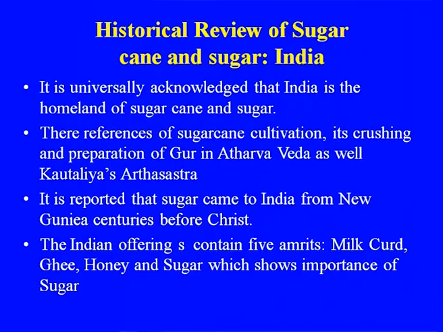Let us discuss the historical review of sugar cane and sugar manufacturing in India. It is universally acknowledged that India is the homeland of sugar cane and sugar. References to sugar cane cultivation, its crushing and preparation of gur are reported in the Atharva Veda as well as the Kautilya Arthashastra. It is reported that sugar came to India from New Guinea centuries before Christ. The Indian offering contains 5 amrits: during any religious function we use milk, curd, ghee, honey and sugar, which shows the importance of sugar in our daily life. And sometimes we also compare mithas, that is the sugar, in our daily life.